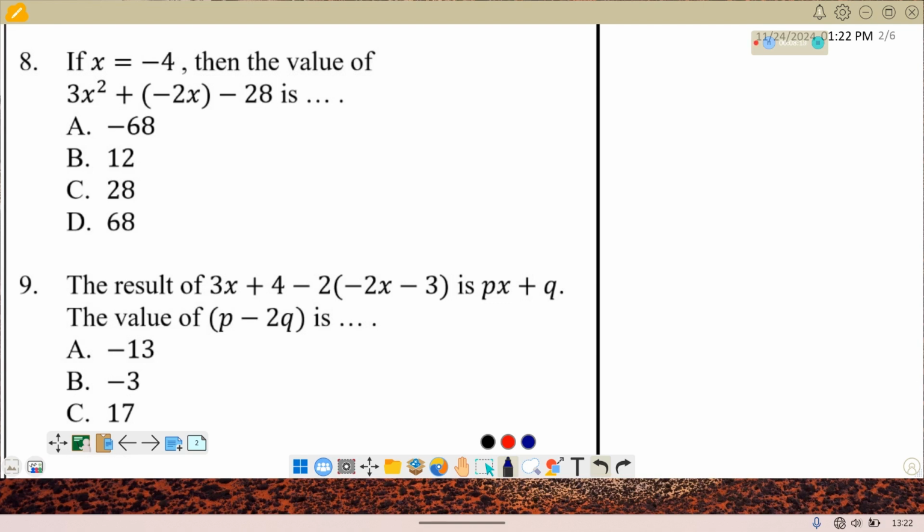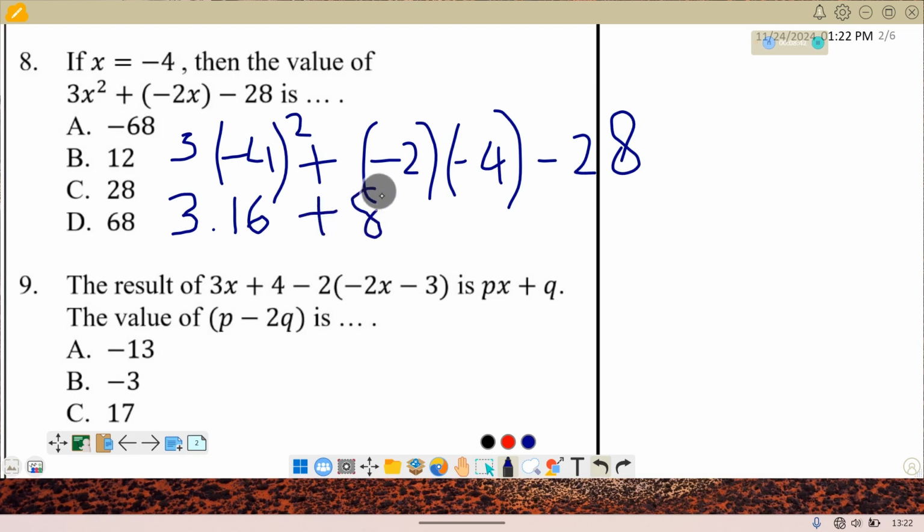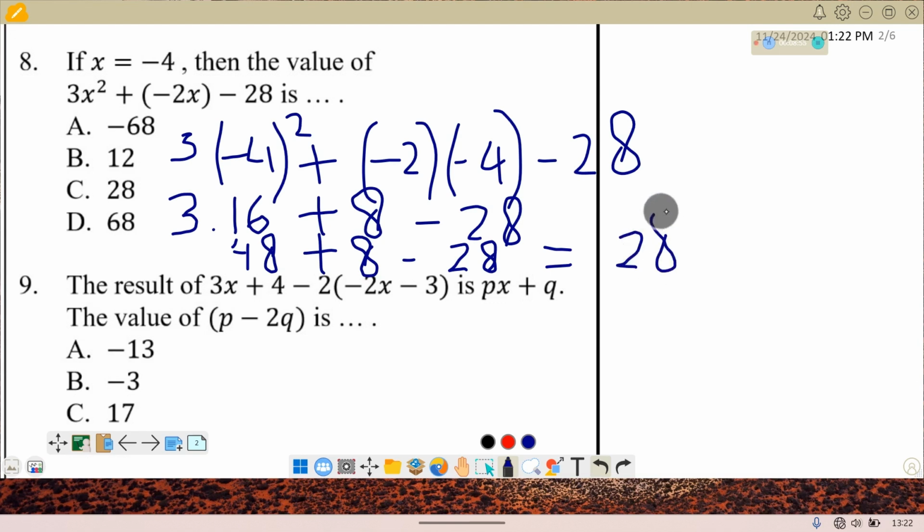So here we have 3 times negative 4 squared plus negative 2 times negative 4 minus 28. And here we have 3 times 16, because the square of negative 4 is 16. And then negative 2 times negative 4 equals positive 8, minus 28. So 48 plus 8 minus 28 equals 28. Am I correct? 48 minus 28 equals 20, 20 plus 8, so the answer is 28. That's the answer, C.